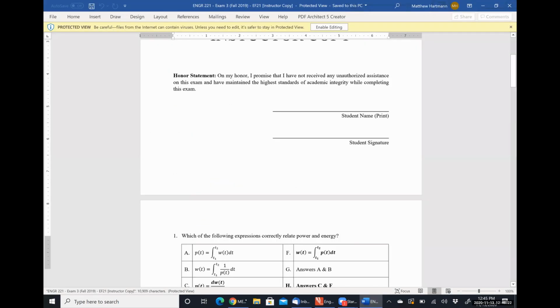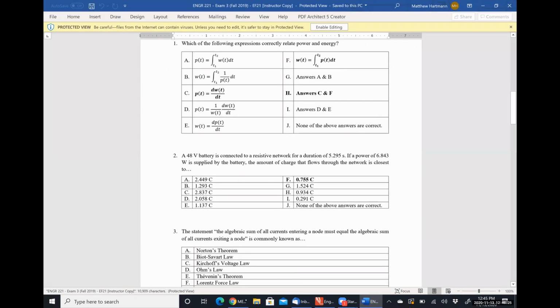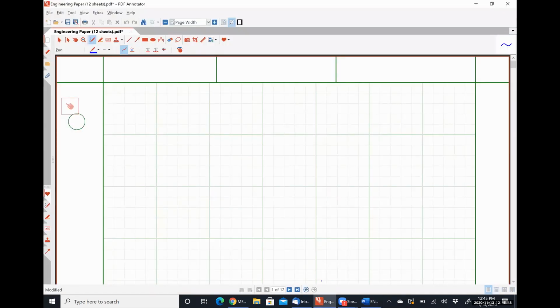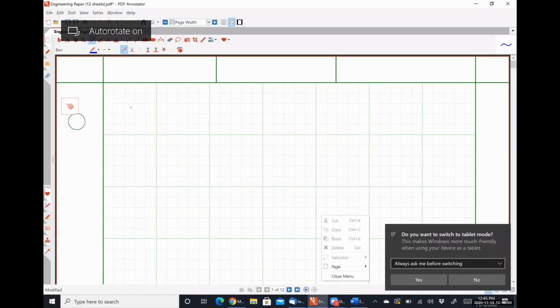Which question were you referring to again? Number 2. A 48-volt battery is connected to a resistive network for some amount of time. If power of so many watts is supplied by the battery, the amount of charge that flows through the network is closest to what? You're given voltage, time, and power, and you're trying to find charge. I'm not going to bother solving it numerically. Voltage, time, and power are known. We're trying to find Q.